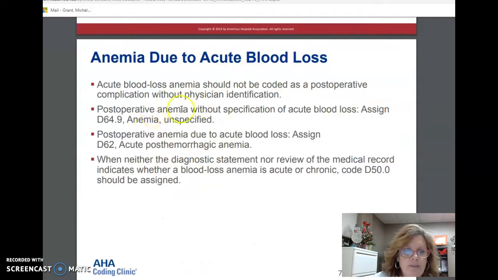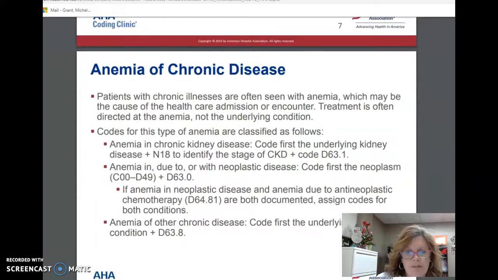Okay, here's the other big thing here, acute blood loss anemia. It's not a postoperative complication. When coding this, the doctor has to specify that it is acute blood loss anemia. So again, when somebody has surgery, they do lose a certain amount of blood every time. But again, the doctor has to document that is the reason for that type of anemia.